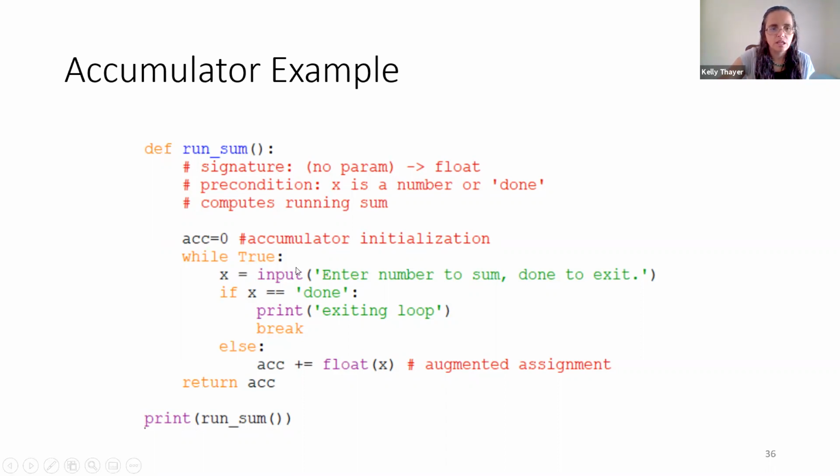Now we have this statement here, while true. So now this branch guard will always evaluate to true. And so we have x equals input, enter a number to sum, and then done to exit. So if x is equal to the value done, it will exit the loop. And this break, I know we haven't talked about break yet, but this break is what will just stop the execution of the loop. Otherwise, if it's not done, then we need to add the current value on.